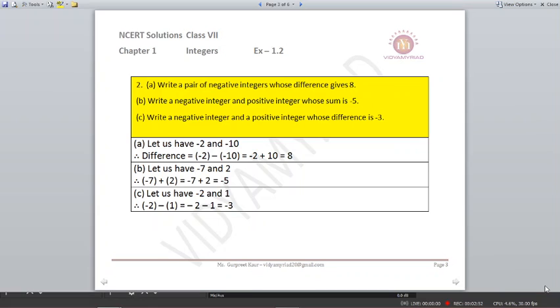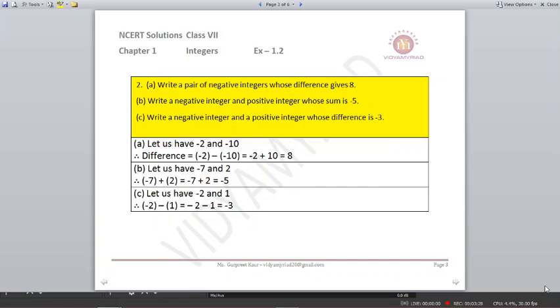Next question: write a pair of negative integers whose difference gives 8. Now I have to take negative integers as well as find their difference, which means the center operation will be the minus sign. Two integers here I have taken as minus 2 and minus 10. Now why have I taken it like this? See, minus and minus of 10 will become plus 10. So what is 10 minus 2? 8, and I need positive 8. So like this my answer is correct.